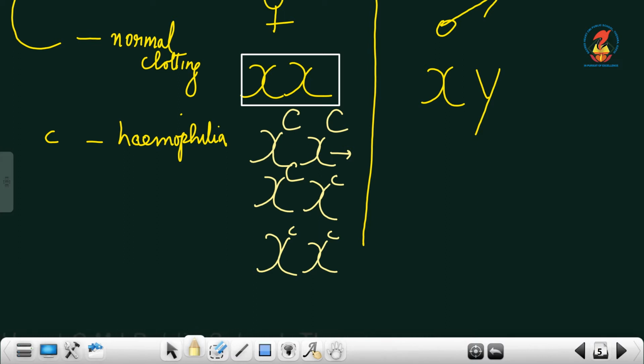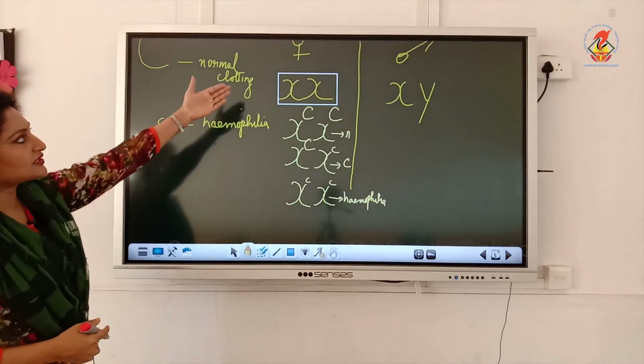Normal. Capital C means it's a normal individual, a normal female. Then X capital C, X small c, she is also normal, but remember she is a carrier. So I have indicated with C. But look at the last category, X small c, X small c, means hemophilic. So this is definitely the hemophilic, defective female. So these are the three possible genotypes coming under females.